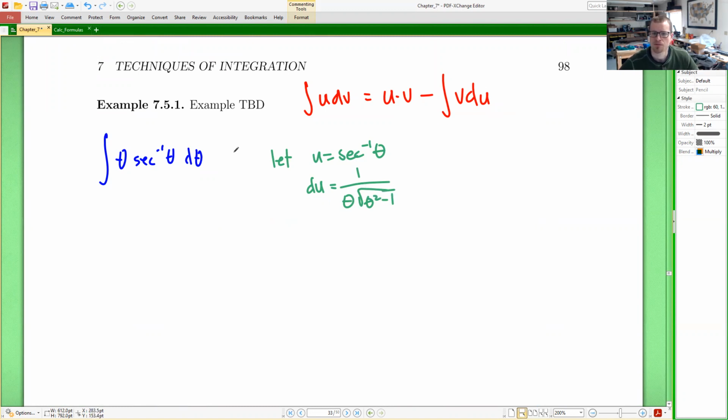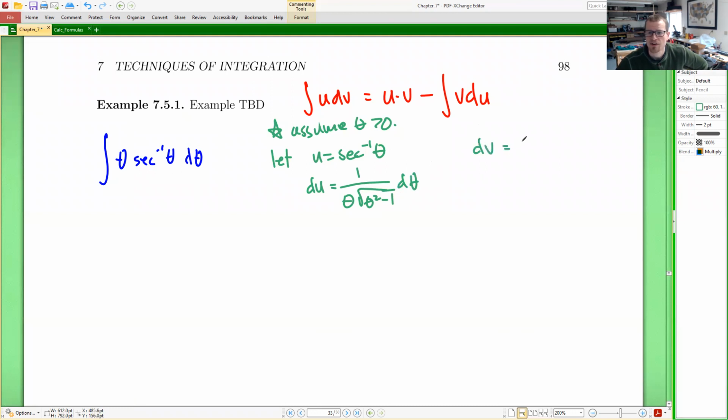And what we're going to do here is assume theta is greater than 0, just to make things convenient, right? I don't want it to be equal to 0, because then I can't have division by 0. So it's either got to be strictly positive or strictly negative. So we're just going to assume that theta is greater than 0. So u is inverse secant theta, and du is this expression in theta.